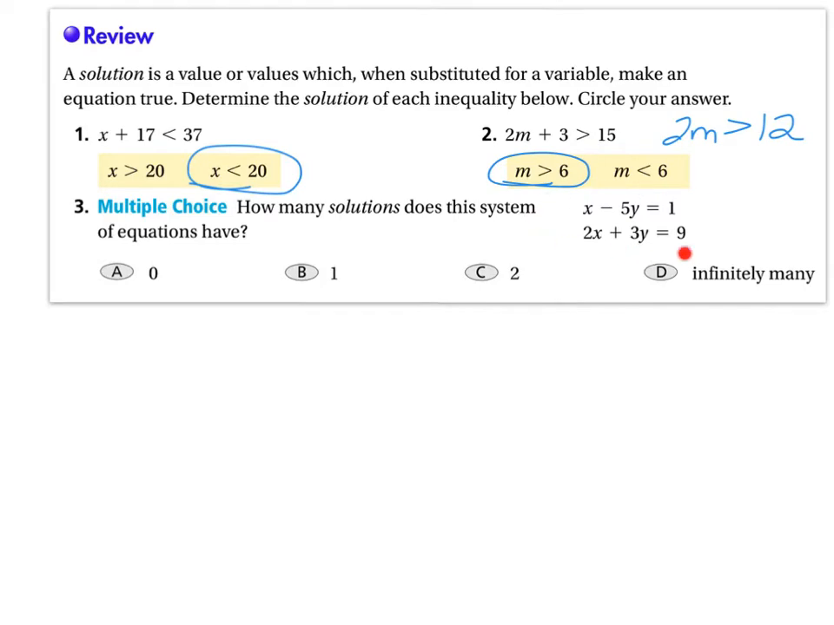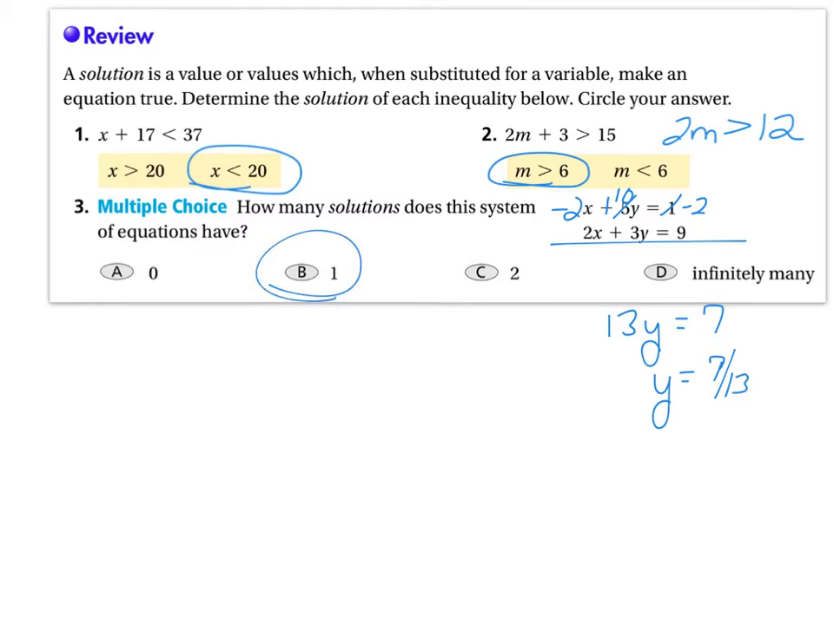When looking at this problem, these are both equal signs, so you could solve this either using substitution or elimination. I'm going to use elimination. So to eliminate these, I'm going to multiply everything by a negative 2. Kind of a shortcut way there. So I have 13y is equal to 7. So y is going to equal 7 over 13, which is a single solution.